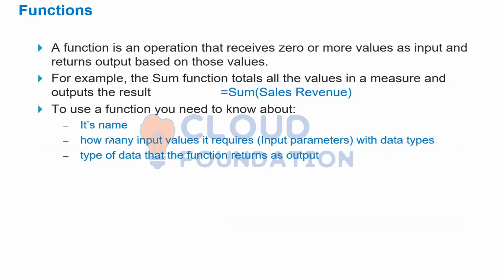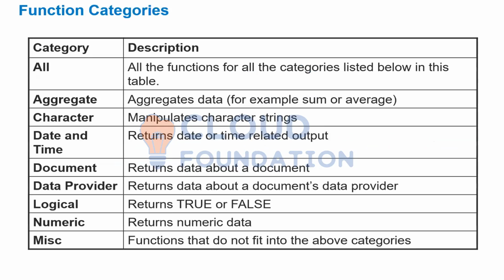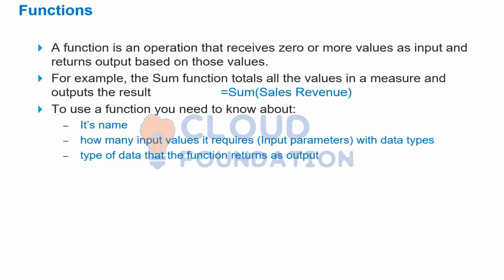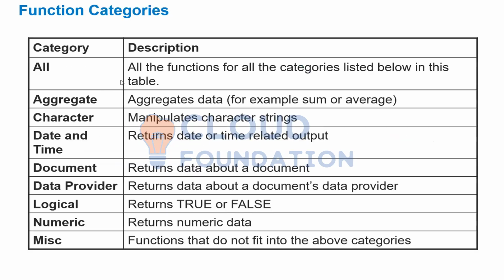To use a function, you need to know its name, how many input values it requires, with data types, the type of data, and what the function returns as output. For example, the sum function will sum up total sales revenue. If we put sum of sales revenue, it will give us a total of sales revenue in the defined context. If our report has a product and sales revenue, and we put sum of sales revenue in the table footer, then it will display total sales revenue for all the products.